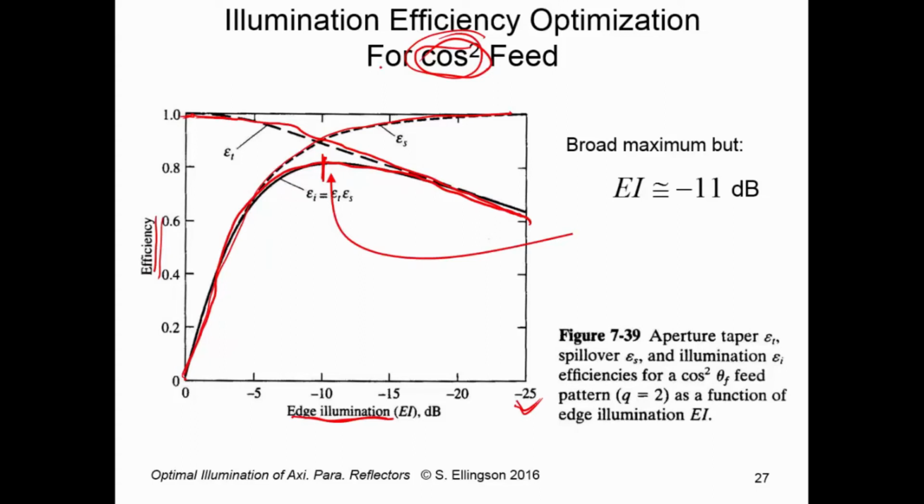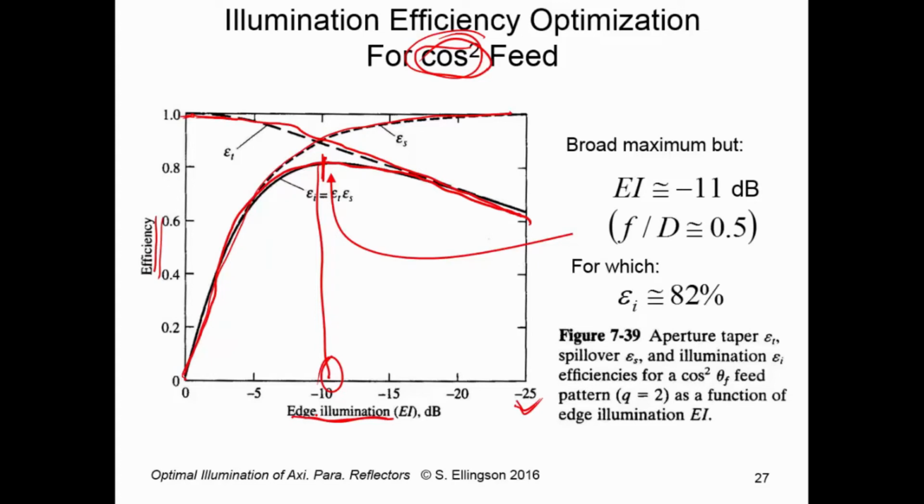Now it's a broad maximum, but we see in general this is pretty close to about minus 11 dB. That corresponds to an F over D of about 1/2, for which we find the illumination efficiency is about 82%.